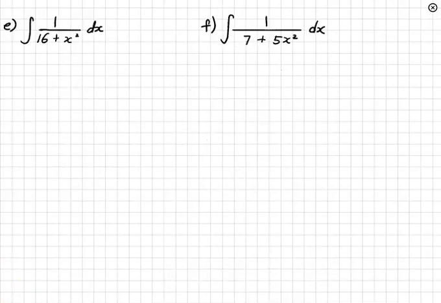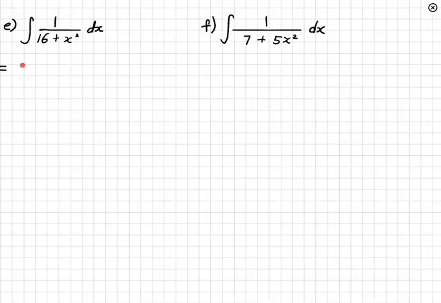Now let's have a look at these two questions, but what I would love you to do is to pause the video and try it by yourself and come back to check your answers. Question E. We have integration 1 on 16 plus x squared. Now if you notice that there's no square root and there's a plus in between. So that's actually the hint that we're going to use arctangent.